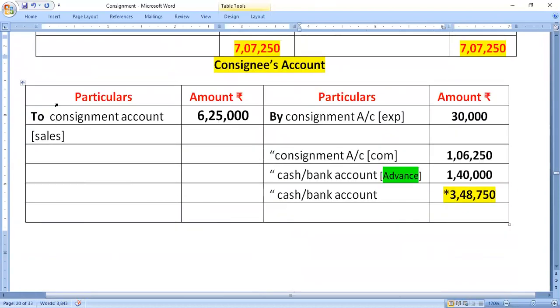After that, we are going to the consignee's account, my dears. Consignee's account. On the debit side, we already know there is only one entry, that is consignment account sales, my dears. I am taking into consideration total sales, my dears. Here 6,25,000.